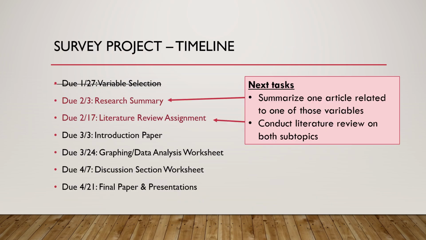So you chose one of these and you can mark that off. What we're going to be talking about today as our next tasks are the research summary, which is to summarize one article that is related to one of the variables that you just selected. And then we're also going to talk already about the literature review. This is just to get it in your head so you kind of know what's coming. This is how to conduct a literature review on both of the subtopics that you have.